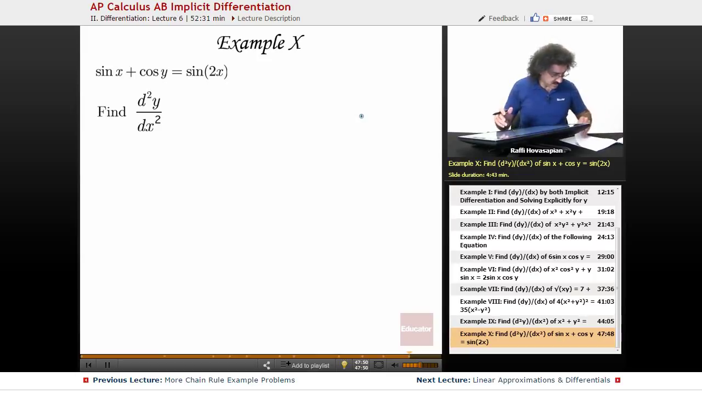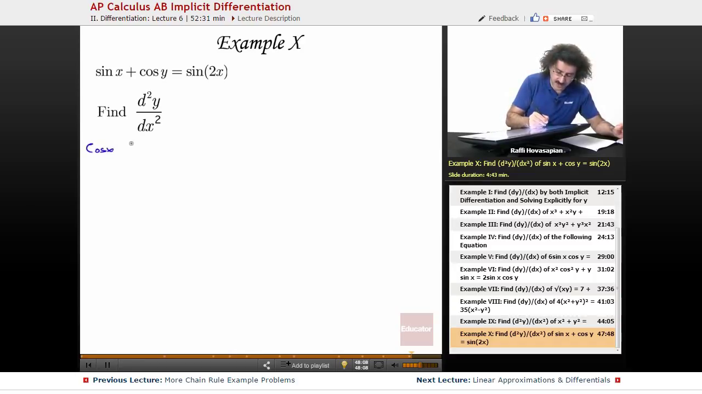And example 10. All right, so, let's see what we can do. Example 10. So, the derivative of sine x is, let me go ahead and go back to blue. The derivative of sine x is the cosine of x. The derivative of cosine y equals, well, it's negative, so plus a negative sine y, y prime.